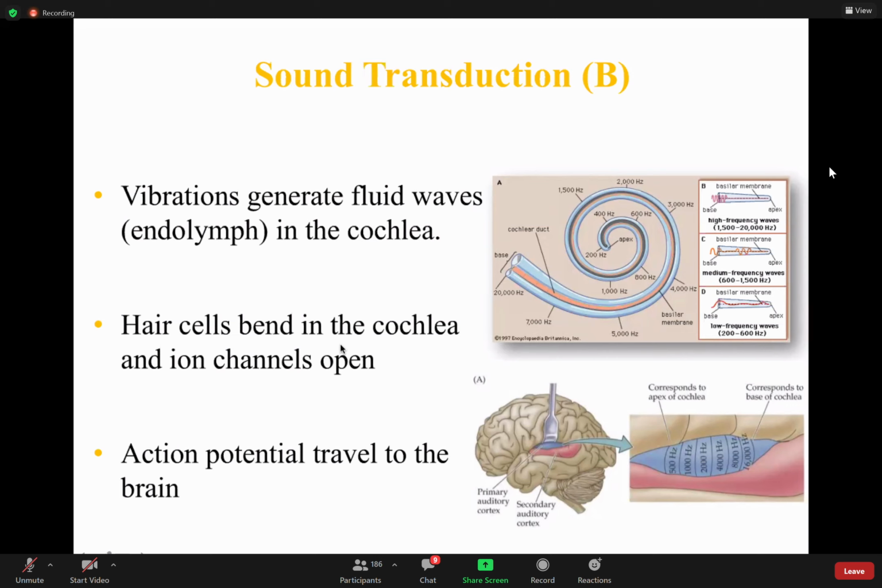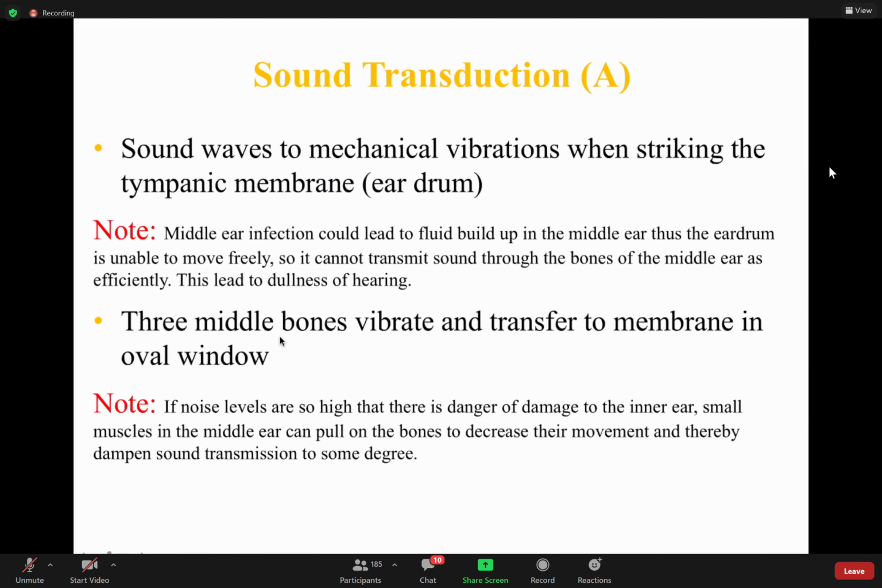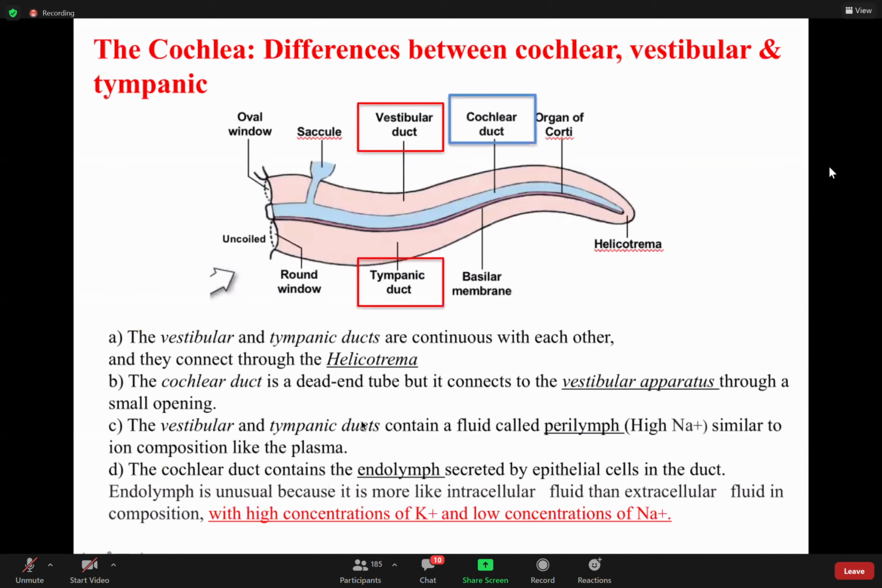Now, the ion composition. In the endolymph, we have higher levels of potassium, not the perilymph. Let me go to a slide which is going to make a little more sense for you to follow. In the vestibular duct and the tympanic duct, we have the perilymph. And the perilymph is like any other part of the cortex or any other part of the human system. It has higher levels of sodium and lower levels of potassium. In contrast, the cochlear duct has higher levels of potassium compared to sodium.